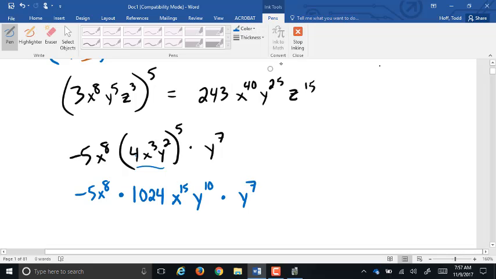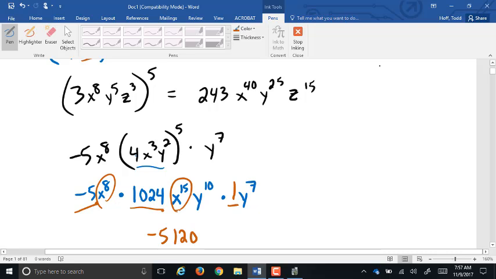Now we can multiply. We can multiply more than one thing at once, so we multiply 3 numbers. I'm going to think of this as 1 y to the 7th here. So negative, we're going to multiply the counts: -5 times 1024 times 1 is -5,120.